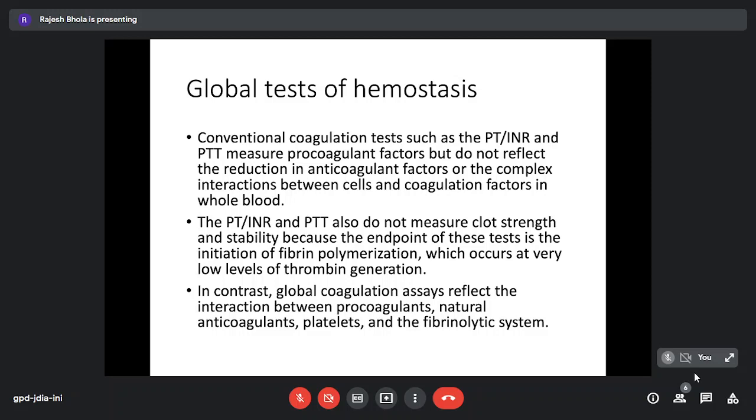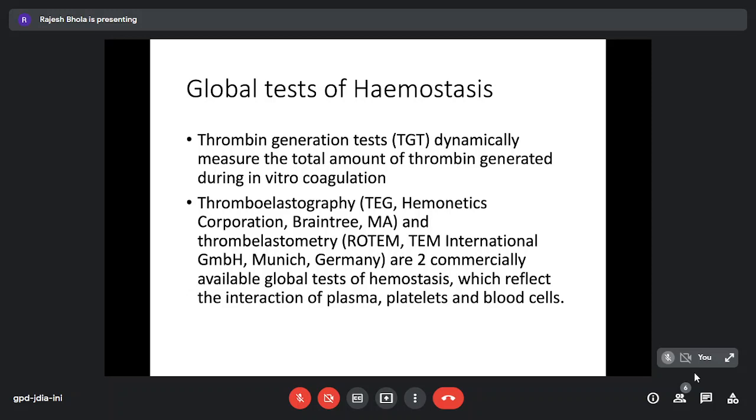So that's the reason the global coagulation assessment system has been developed. Currently we have two common types of tests available. One is the thrombin generation test, which dynamically measures the total amount of thrombin generated during in vitro coagulation. But this is not widely available, and most of these thrombin generation tests are for research use. Next is thromboelastography, or TEG, or thromboelastometry, or ROTEM.